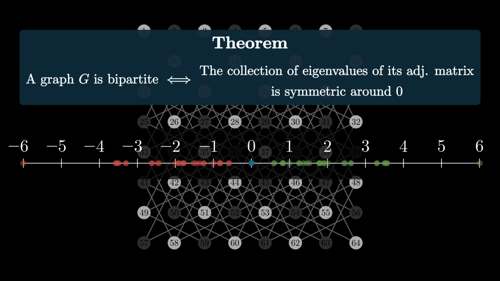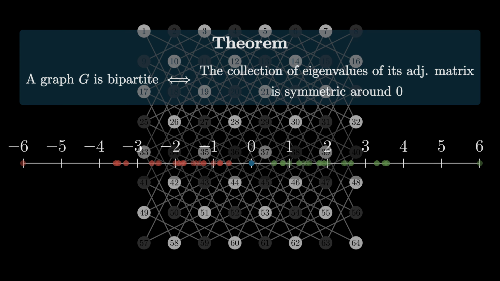But additionally, it's also important to mention here that this holds only for simple graphs. So graphs without self-loops and without multiple edges between two nodes. But I think it's still a beautiful observation.